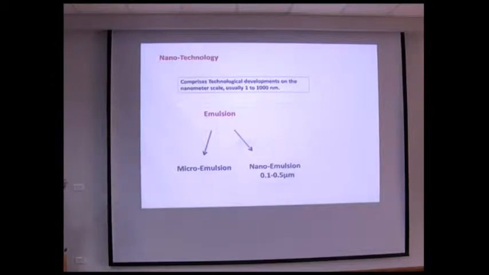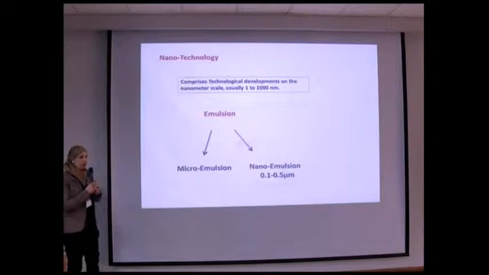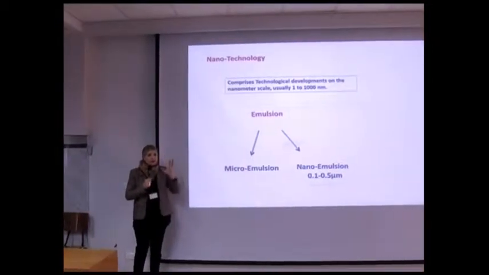Nanotechnology is the development on the nanometer scale. Usually we talk about from 1 nanometer to 1000 nanometers. This is the science of all the materials in the nanometer scale.